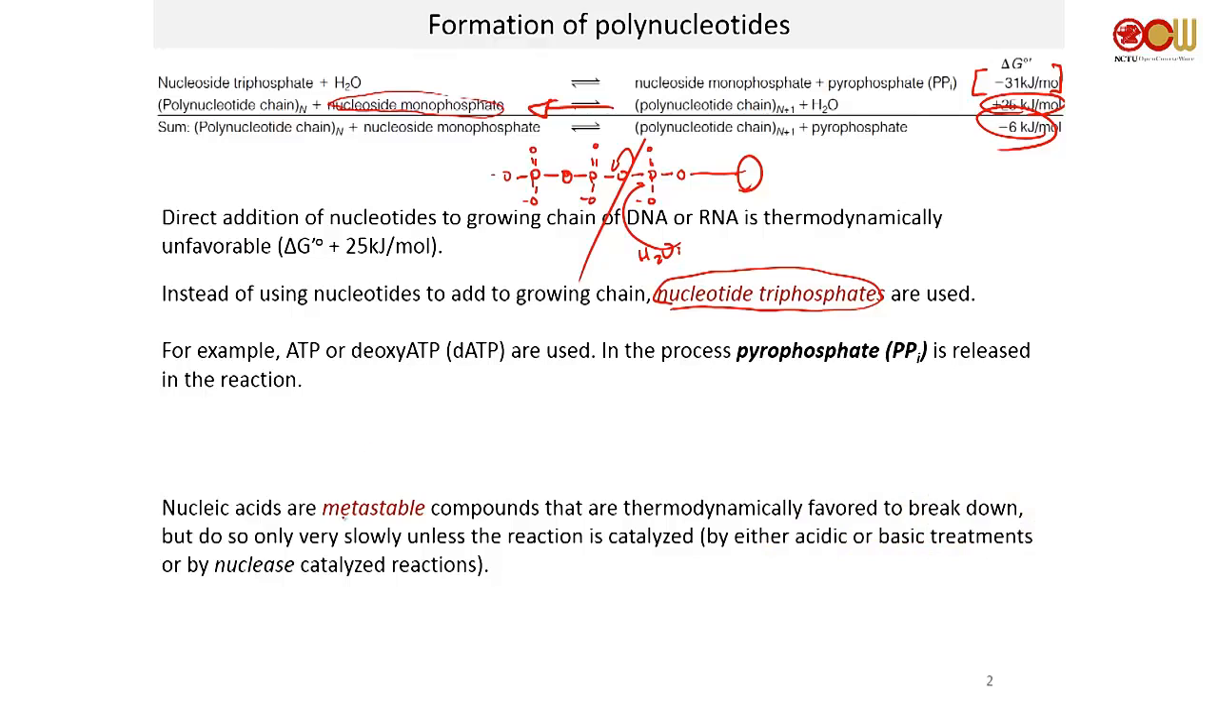Nucleic acids are also called metastable. Meta means kind of, like half in the middle. Metastable compounds are thermodynamically favored to break down. Why is that? If you look at the equation on the top, positive 25 in the polymerization direction means it's going to be negative 25 in the breaking direction. So DNA is actually favored, thermodynamically speaking, to break.